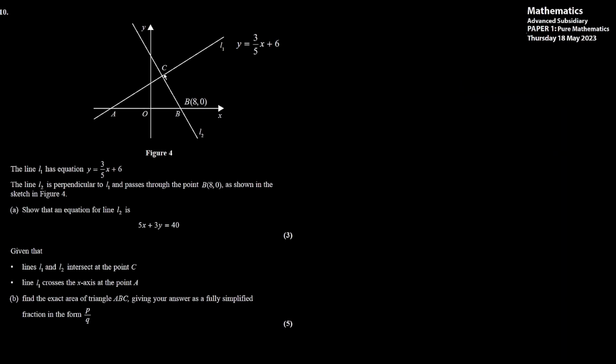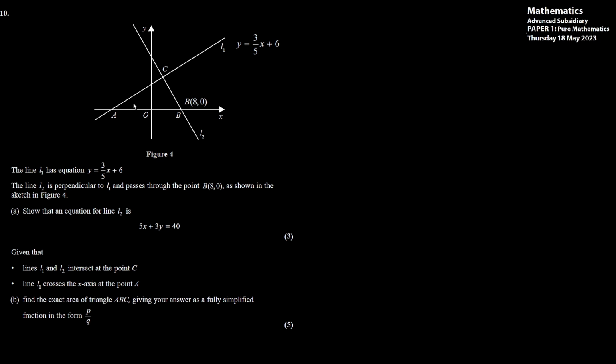Okay, we've got two lines. We're going to be asked to find the exact area of ABC, but for the first part of the question, we've been asked to show that the equation of line 2 is 5x plus 3y is equal to 40. Given that line 1 and line 2 are perpendicular, the gradient of line 1 is 3 over 5, so the gradient of line 2 is negative 5 over 3.